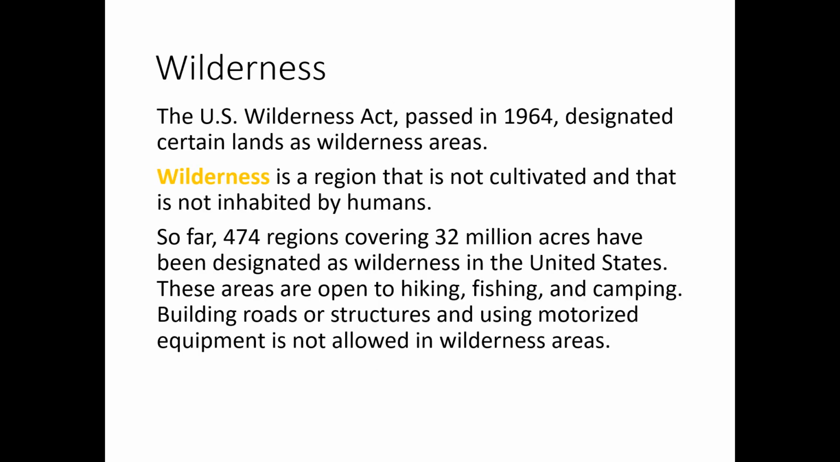Then we have wilderness, and as I mentioned, wilderness is defined as a region that's not cultivated and not inhabited by humans. The U.S. Wilderness Act was passed in 1964, and it selected and designated certain areas as wilderness areas. We have 474 wilderness regions, and it covers about 32 million acres. These areas are open for things like hiking, fishing, and camping. However, building roads and paving anything is not allowed, and you can't use any sort of motorized vehicle.